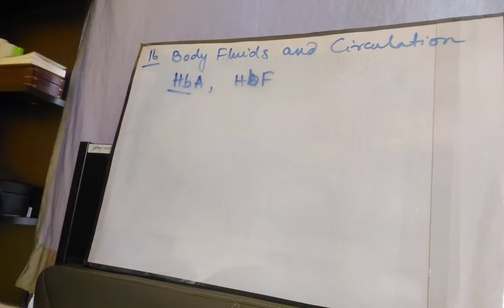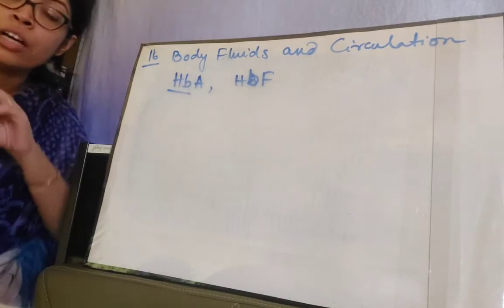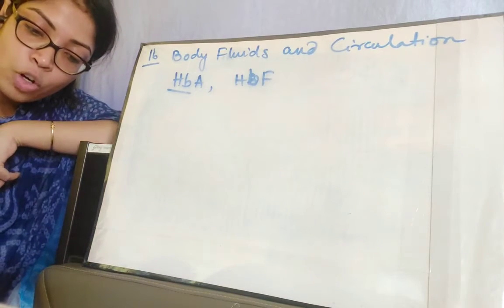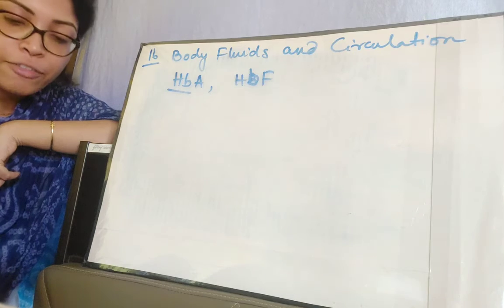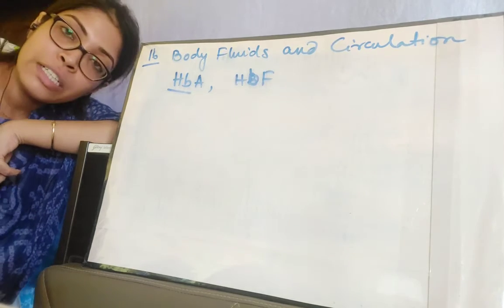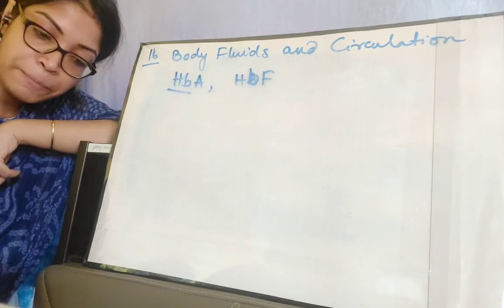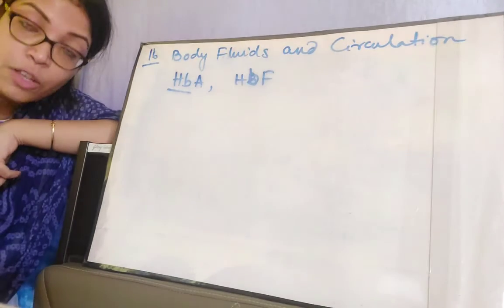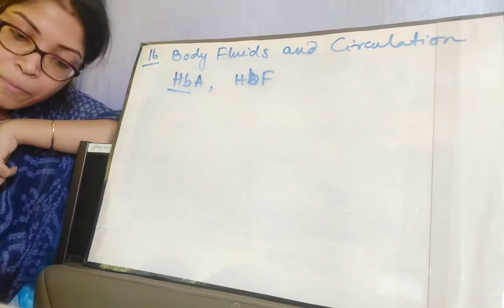Now adult hemoglobin is found in the RBC of adult human blood, and fetal hemoglobin or HbF is found in the RBC of fetal human blood. Okay, now what is the difference between HbA and HbF? You will find the difference in your book as well.